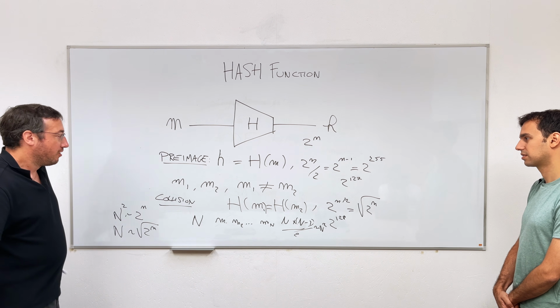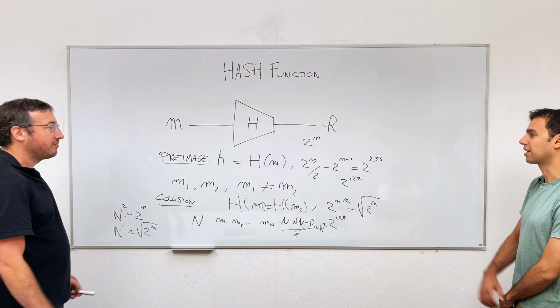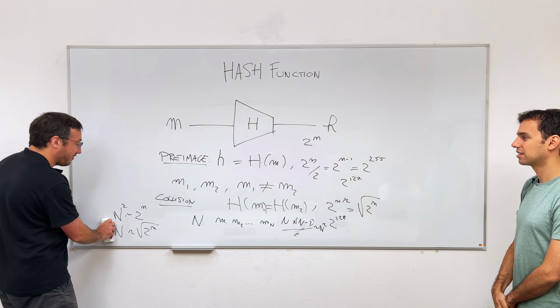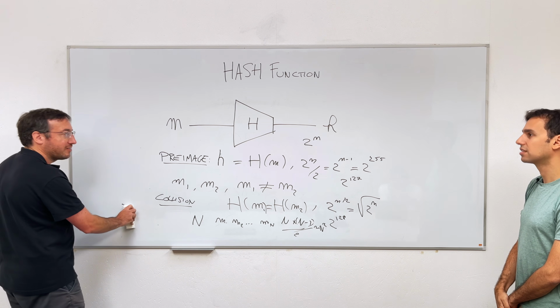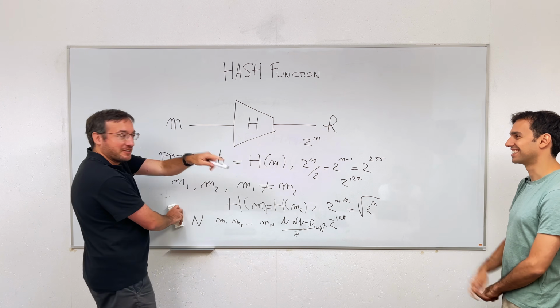So, preimage and collisions. You're saying these two are consequences of the fact that the function behaves like a random one. A randomly chosen function. Yeah. Thank you.